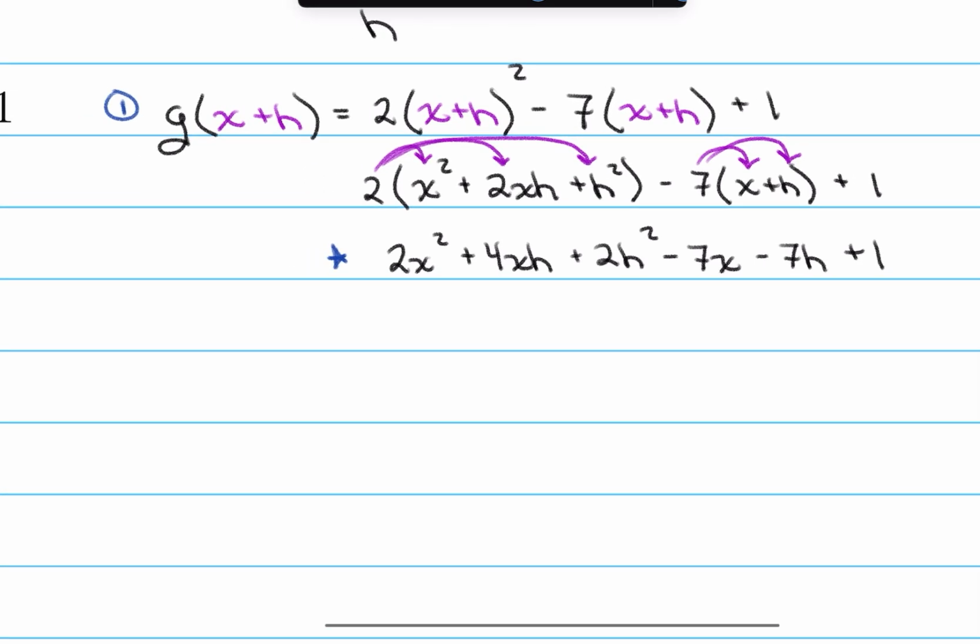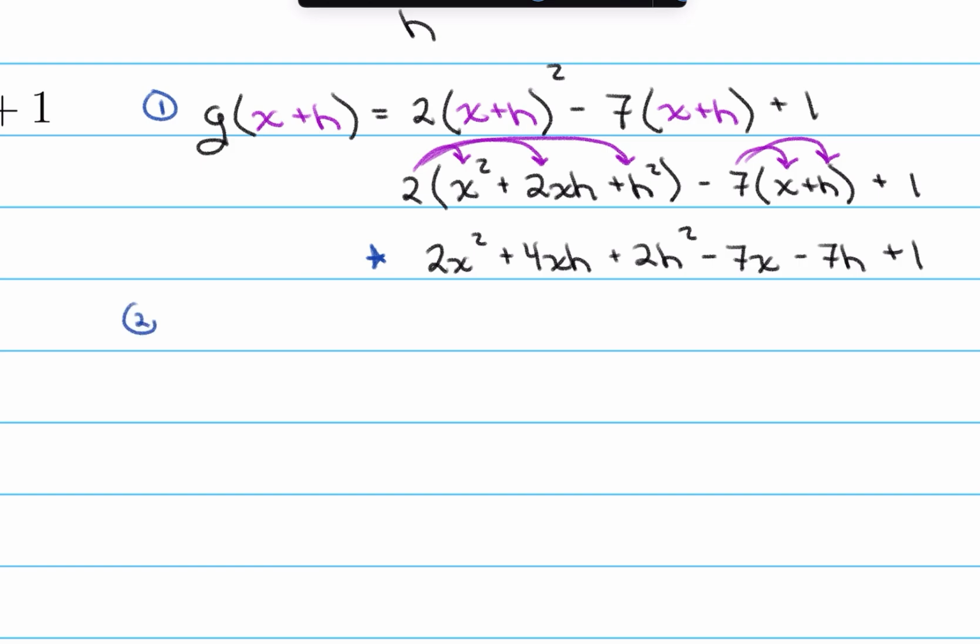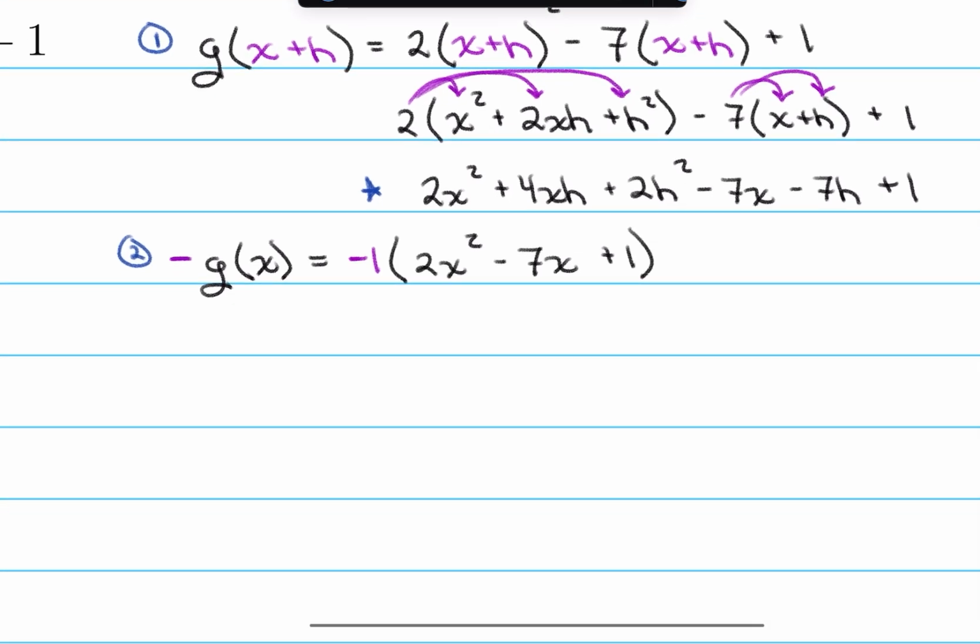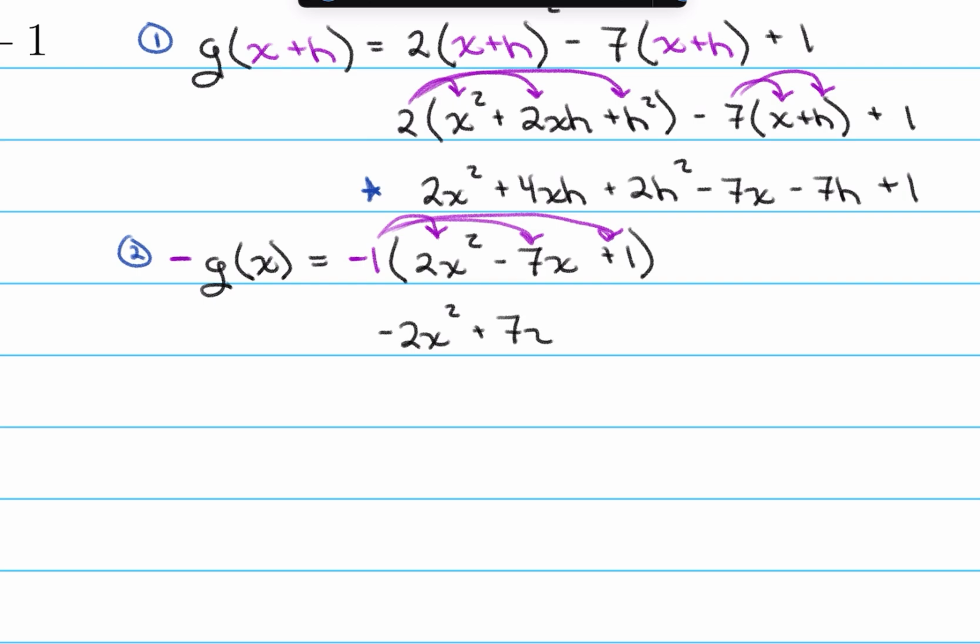So now here's my step 2. Remember, that means step 2 is our negative. And since I started with a g of x, I'm going to keep that. So we're going to do negative g of x. That just means, remember, you are going to distribute a -1 throughout your entire function. The function in this case was 2x squared minus 7x plus 1. Okay, so distributing my -1, it's going to go to each term. I am going to end up with negative 2x squared plus 7x minus 1. Okay, and that is my step 2.